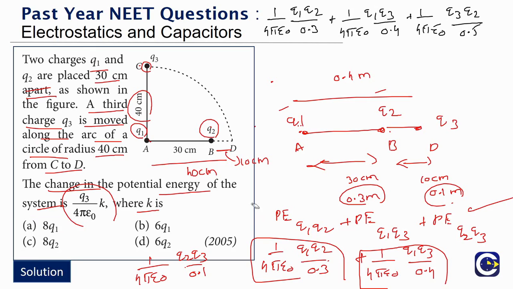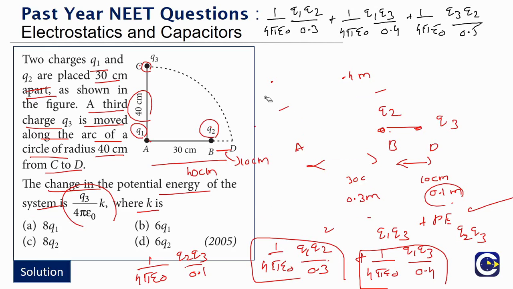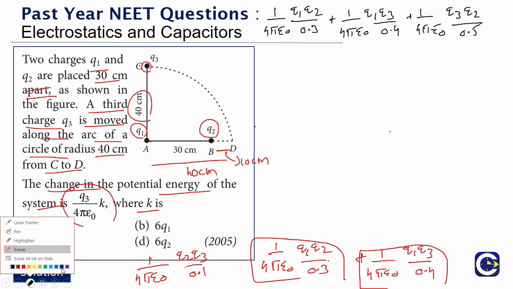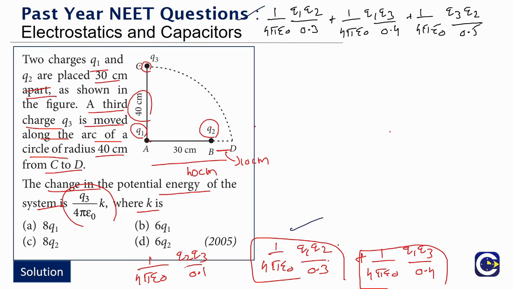Now, change in potential energy is what they are asking. Means we have to do what? The total final potential energy minus the total initial potential energy. So we can see 2 of the terms are as it is same: the potential energy of the Q1 Q2 pair as well as the potential energy of the Q1 Q3 pair. These 2 values are the same. These 3 terms will be the total final potential energy. This is the total initial. We have to do final minus initial. That's the change in potential energy, right?